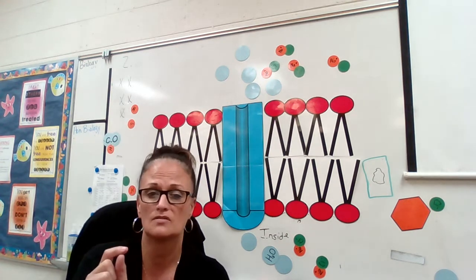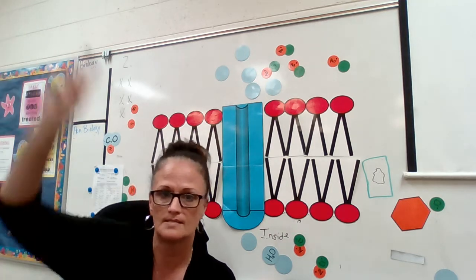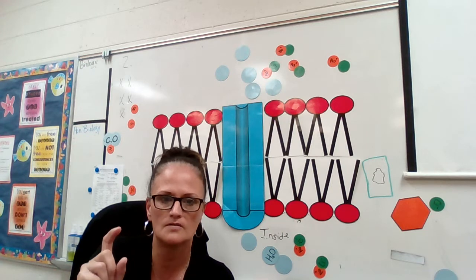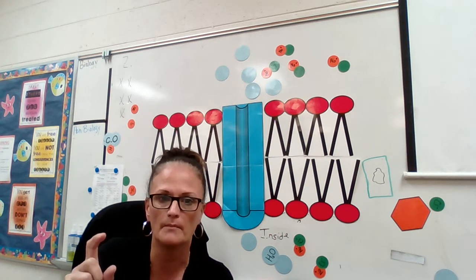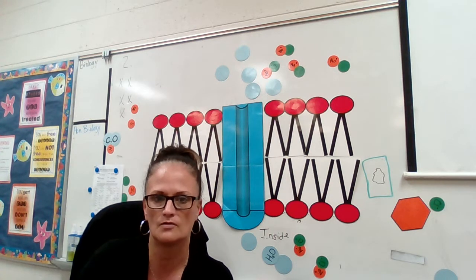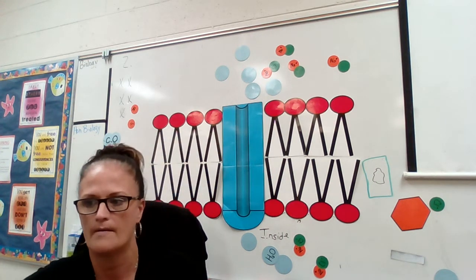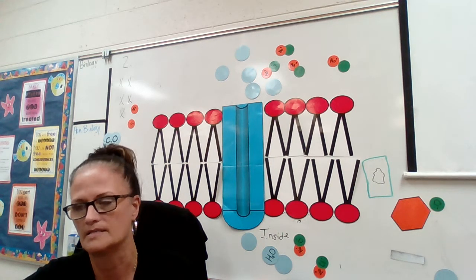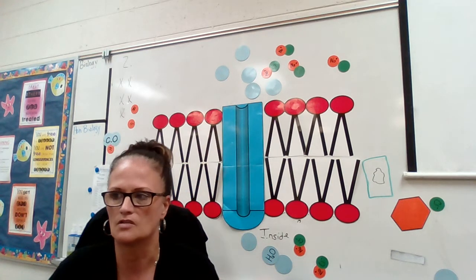Now, this is where students get messed up. Because we use proteins, they say, oh, facilitated diffusion has got to be active transport. No, we're going to use proteins, but we're using them to act as a pump, to pump molecules from a concentration of low to high. Okay? We're simply going against the concentration gradient.